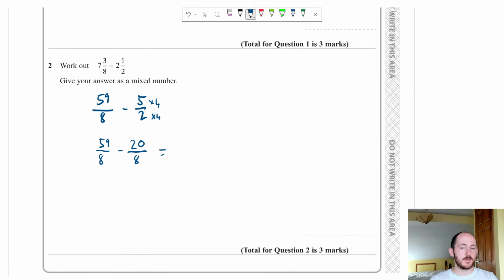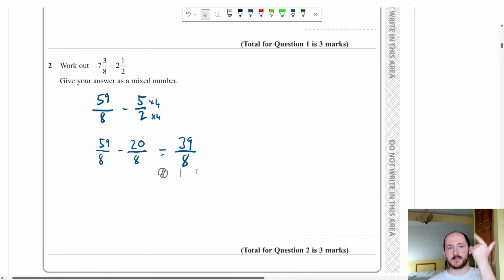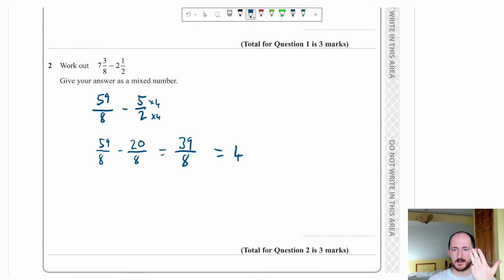And now all you do is subtract the numerators, not the denominators. 59 take away 20 is 39 over 8. And it's requesting that we do it as a mixed number. So how many 8s go into 39? Well, 8, 16, 24, 32. The next one's 40, that's too big. So it's 32, it's going to be 4. And what's the remainder? Well, if I'm at 32 and I want to get to 39, I have a remainder of 7. So 4 and 7 over 8 for another 3 marks.